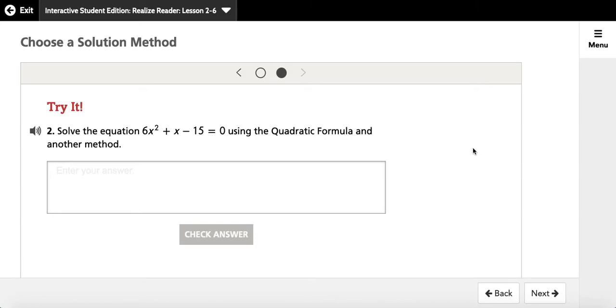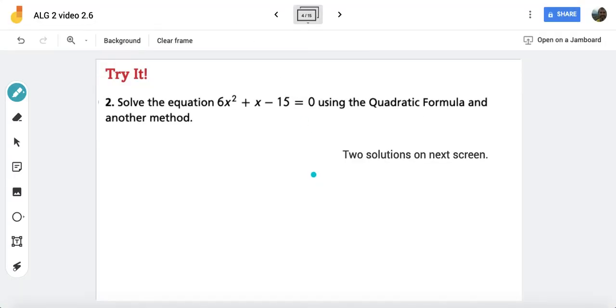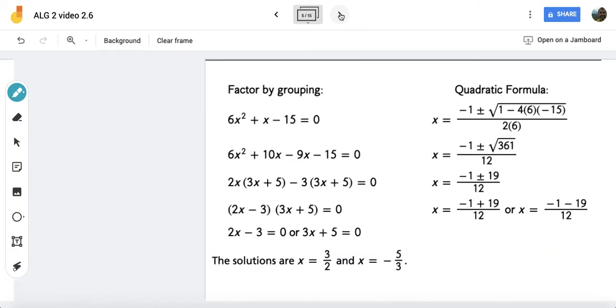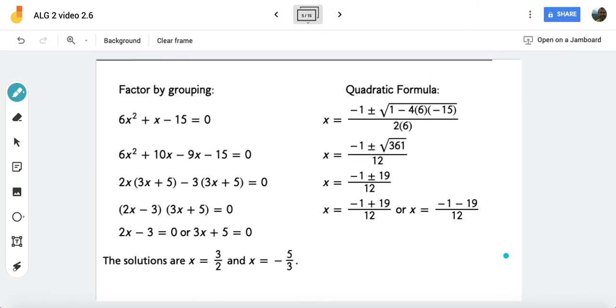Go ahead and try this one, and they want us to try it two different ways. First the quadratic formula, and then try another method. I'm just going to show you the answers. So click pause, give those a shot, and then come on back. Yeah, why not? The work's already done for me, so I'm going to just go with it.